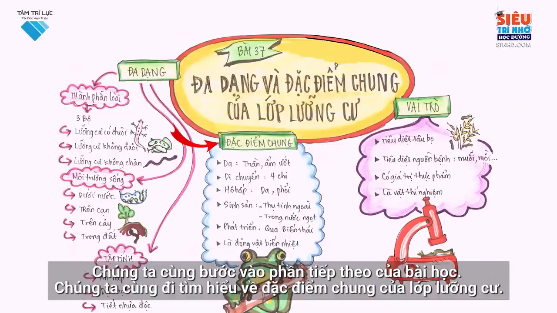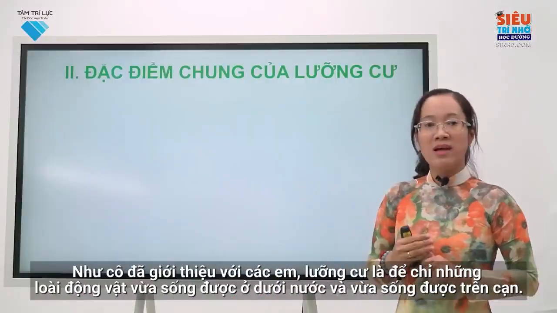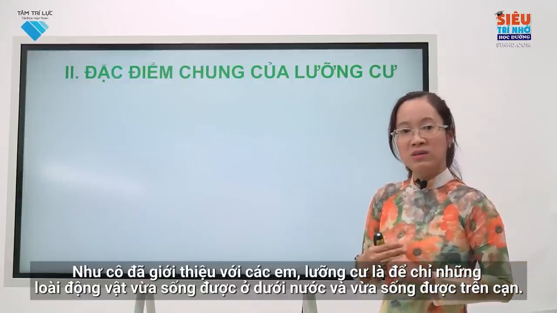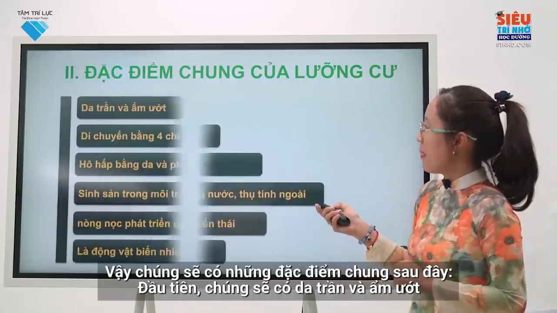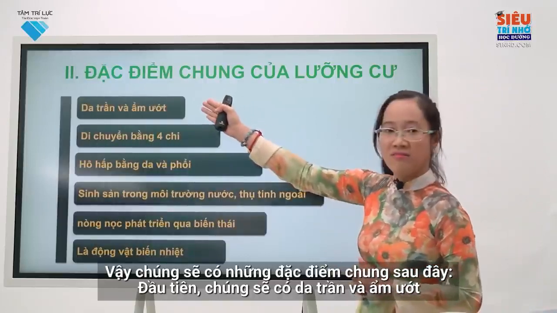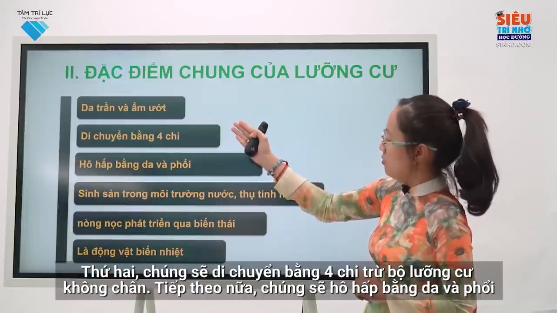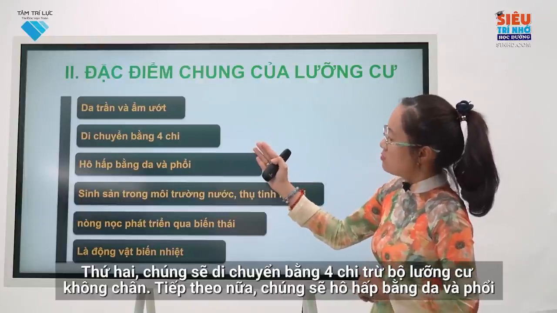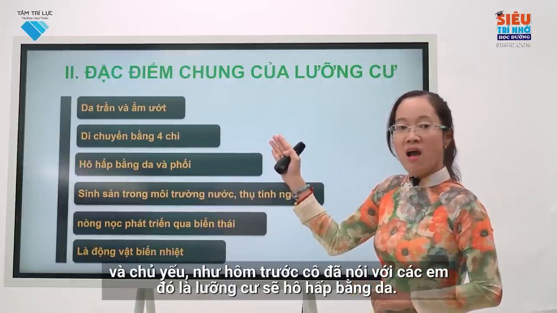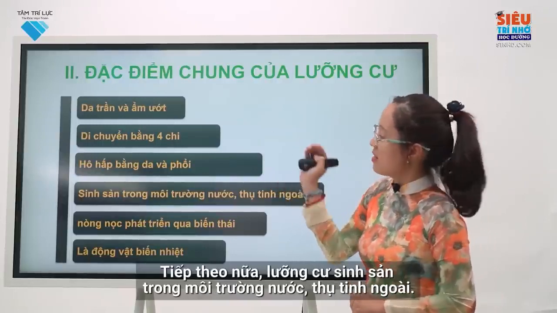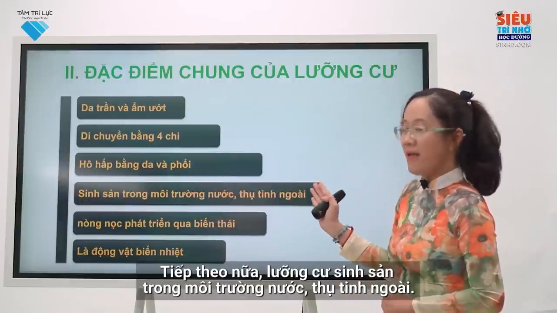Let's learn about the general characteristics of amphibian class. As I introduced, amphibians are animals that can live both in water and on land. So they have the following general characteristics. First, they have bare and moist skin. Secondly, they move on four legs, except for the legless amphibians. Next, they breathe with their skin and lungs, and mostly, like I told you the other day, amphibians breathe through their skin. Next, amphibians reproduce in the aquatic environment, fertilizing externally.